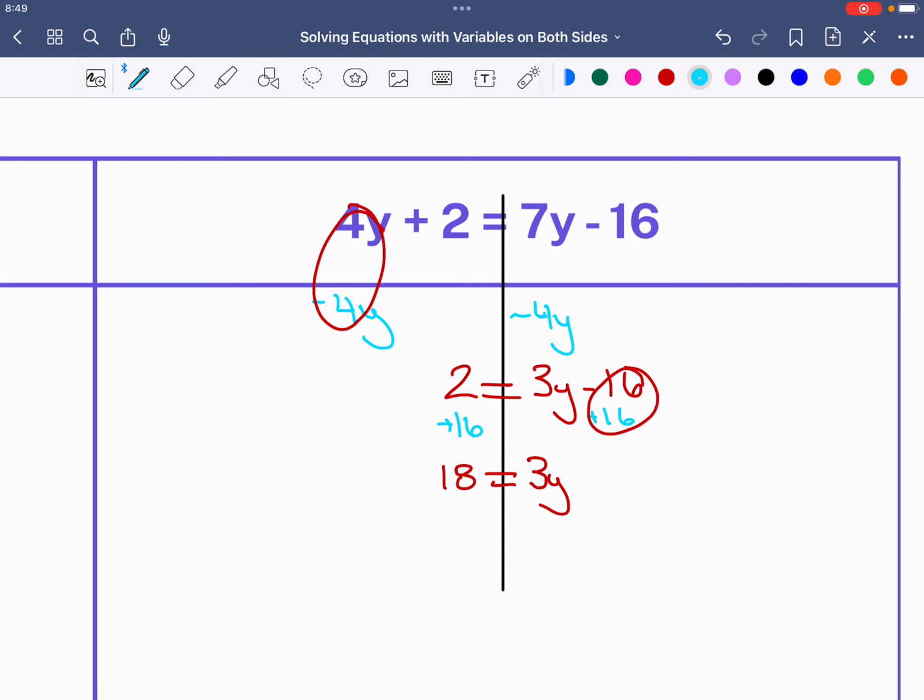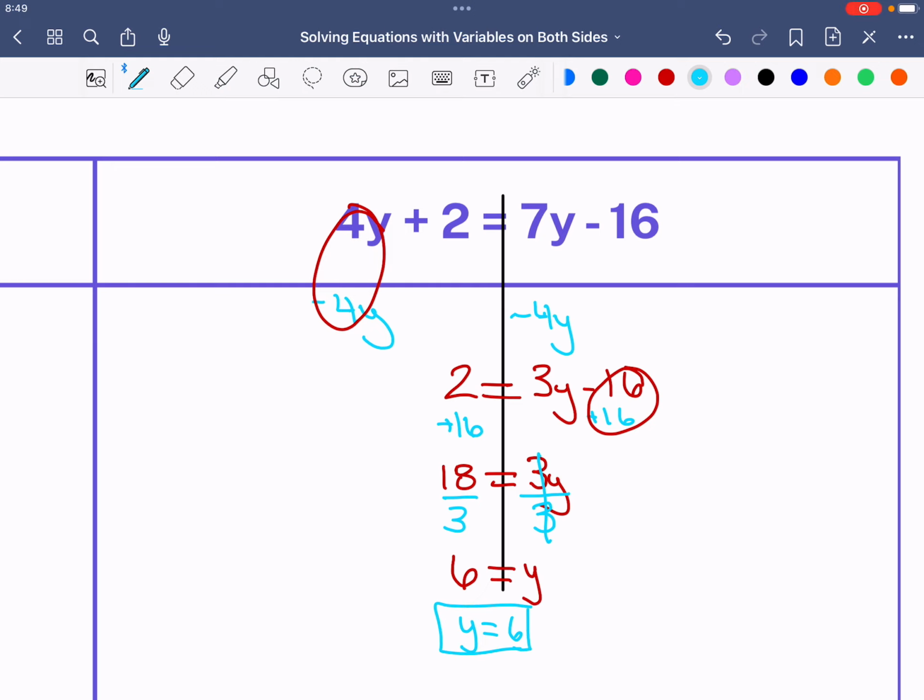We still don't have y by itself. It's being multiplied by 3. Opposite of multiplying by 3 is dividing by 3. Anything you do to one side, do to the other. 3 divided by 3 cancels out, leaving us with just y equals 18 divided by 3 is 6. If you want to flip it around, you can. So you have y equals 6 for your answer.